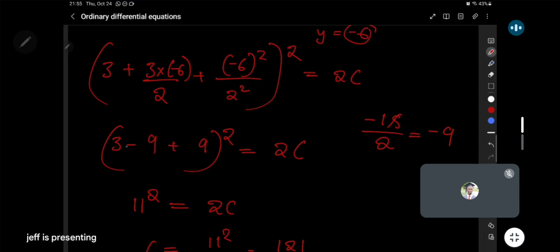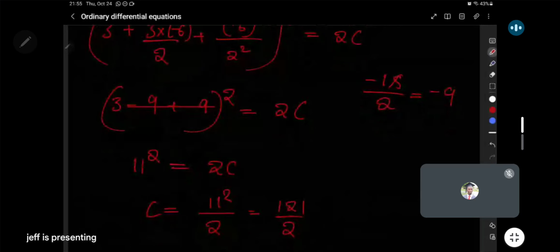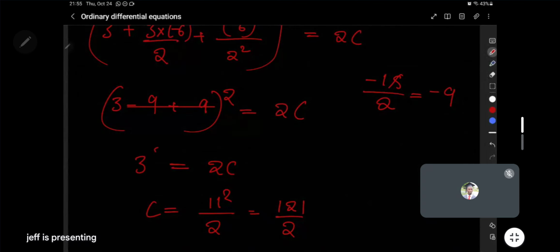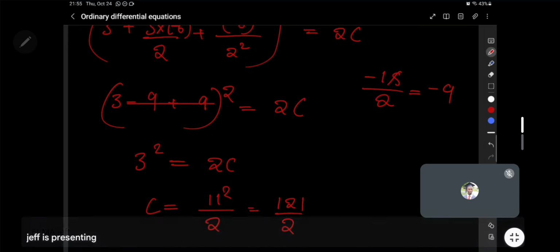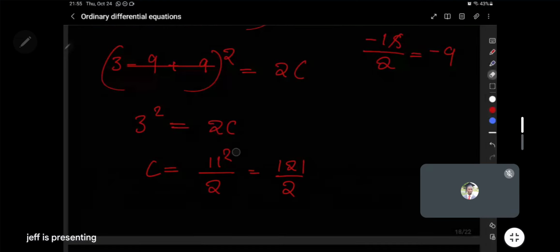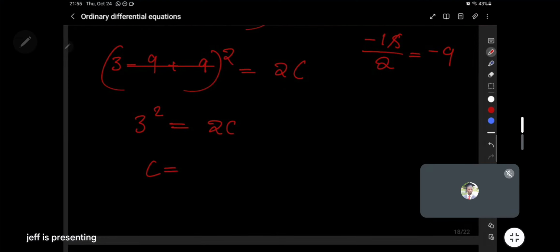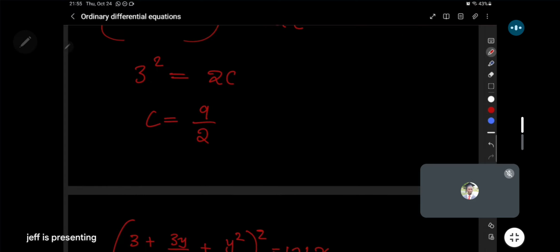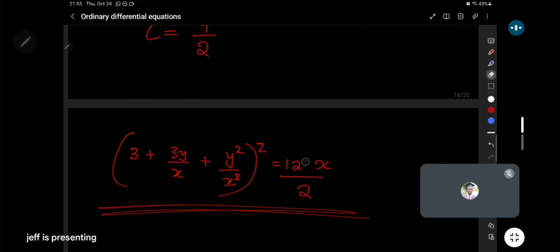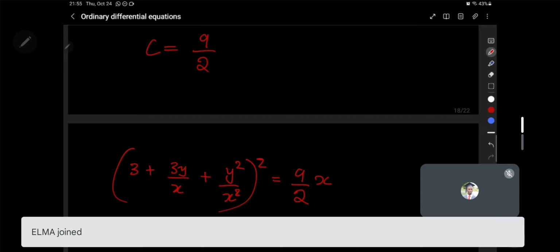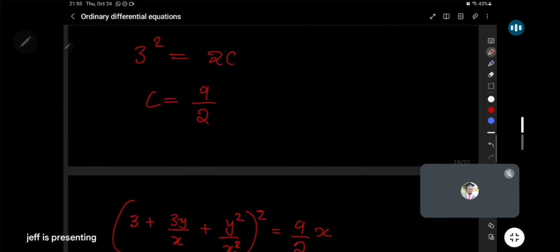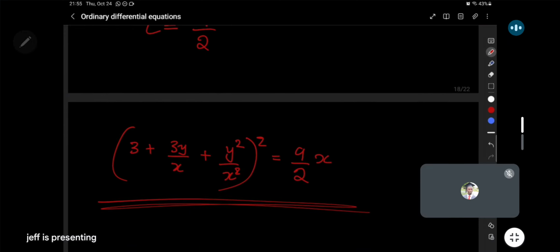So the minus 9 and the 3, and minus 9 and the 9 will give us a 0, leaving us with only a 3 this side, a 3 being squared. When we square the 3, we'll get back 9. So now we will have 9 over 2. With 9 over 2, where there is c, we're putting 9 over 2. Okay, so this is how it simplifies.